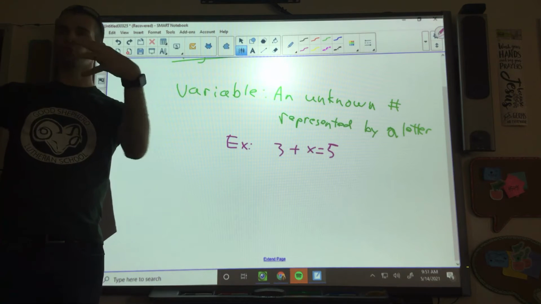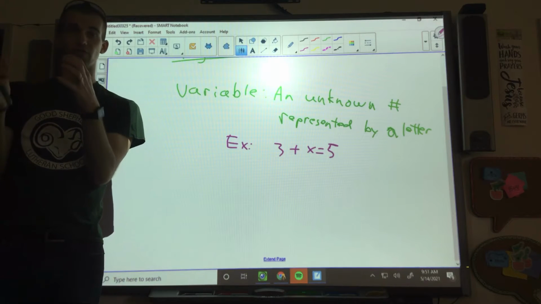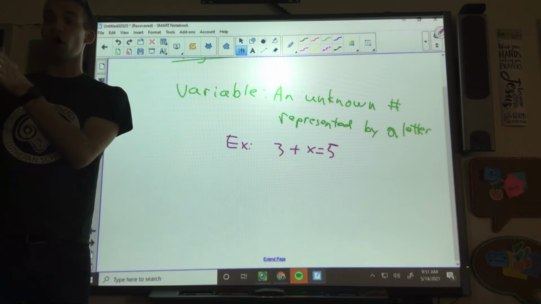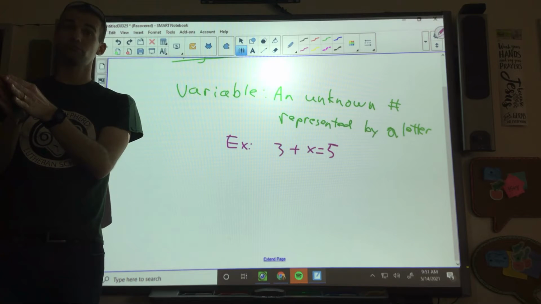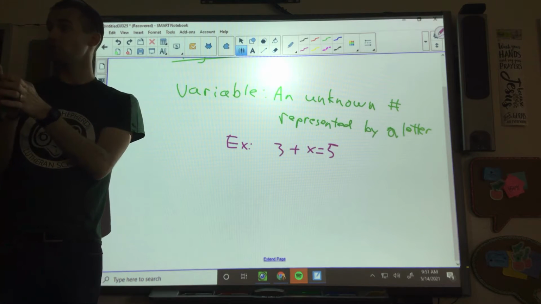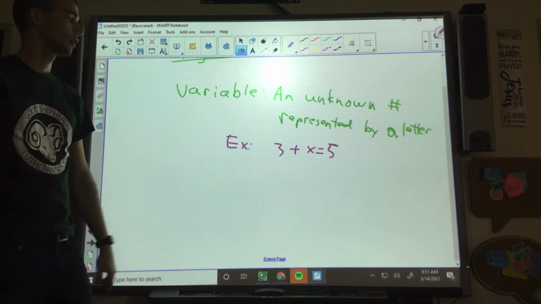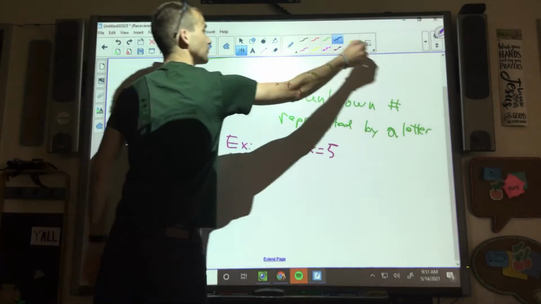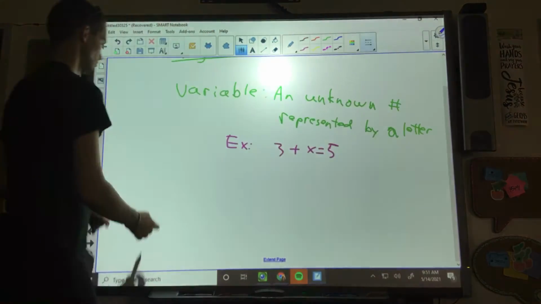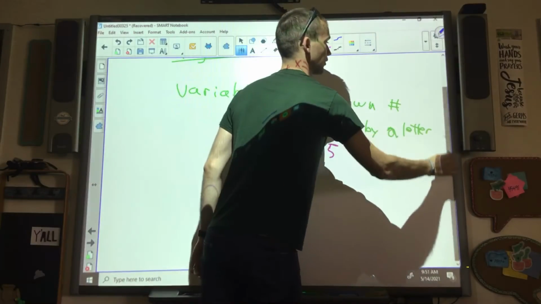Here's the way I'm going to retrain you to think about it. If you think about it this way, it will be harder in the short term. Not a lot harder, but a little bit harder in the short term. In the long term, it will be much easier. So you're going to want to write this down.